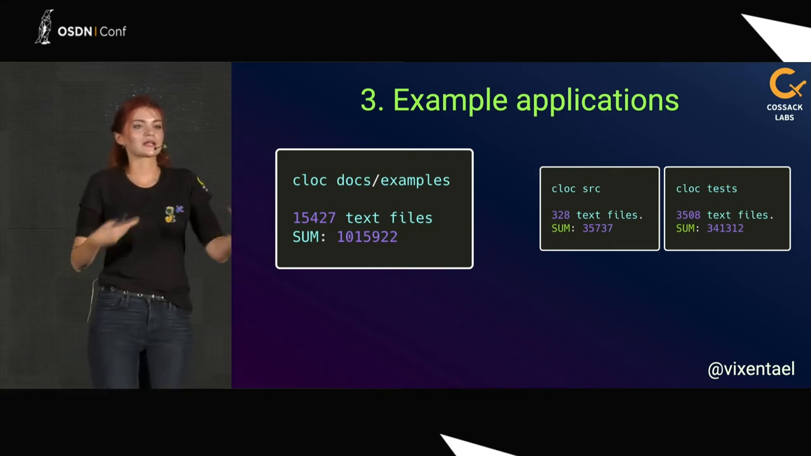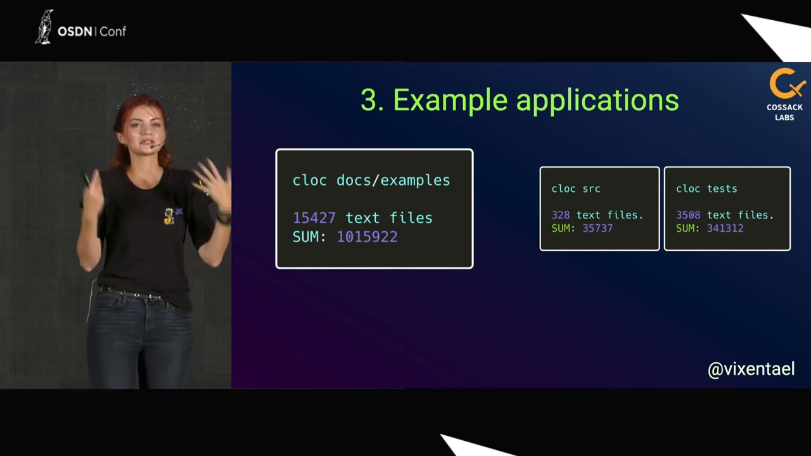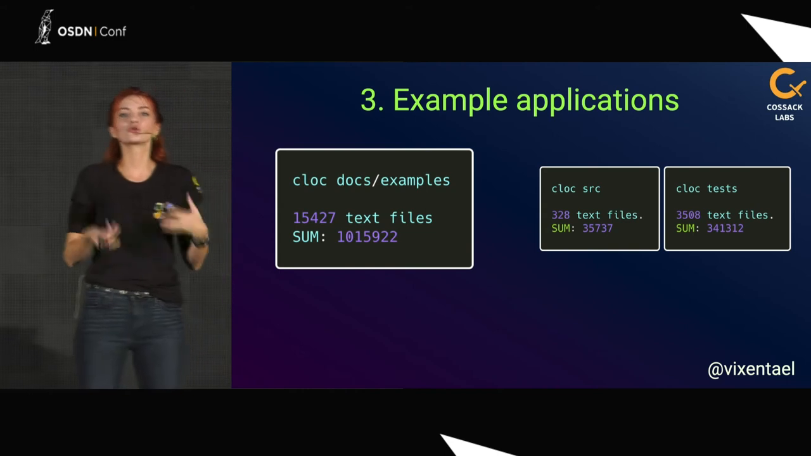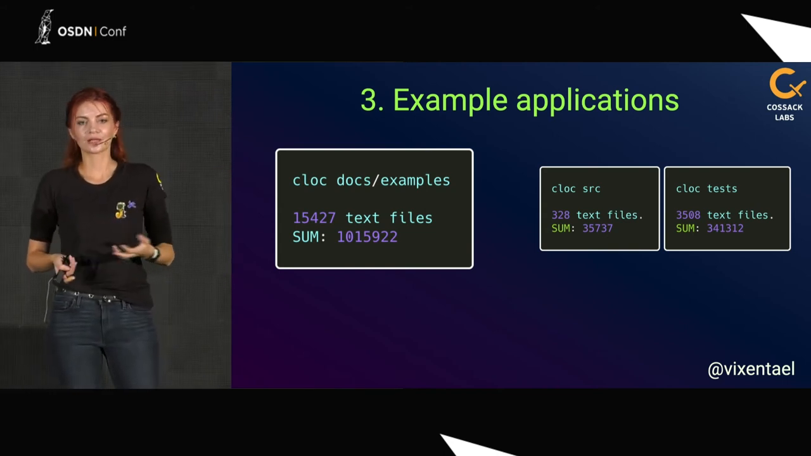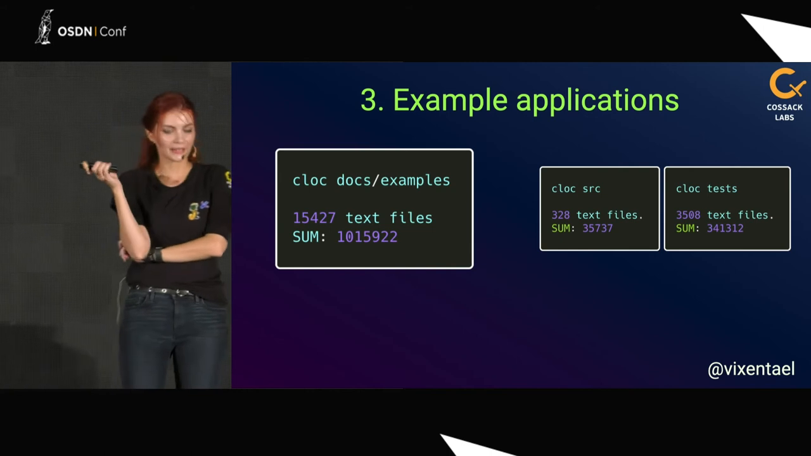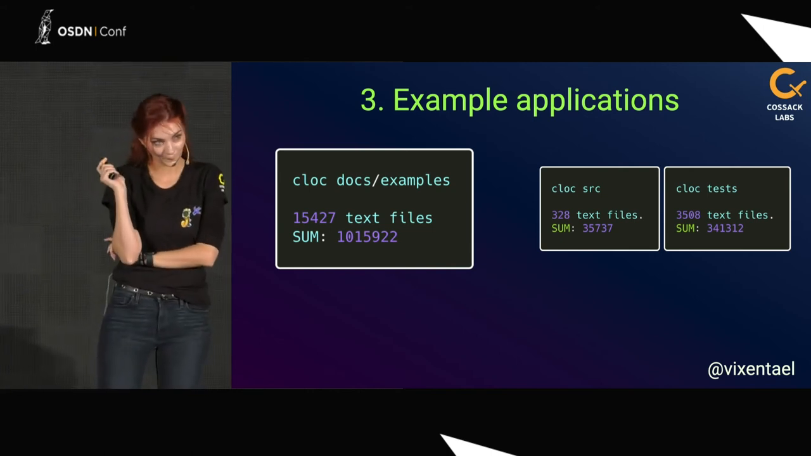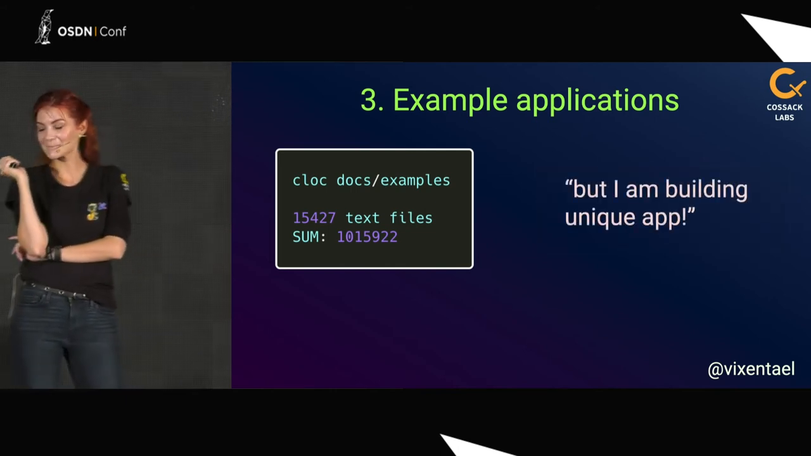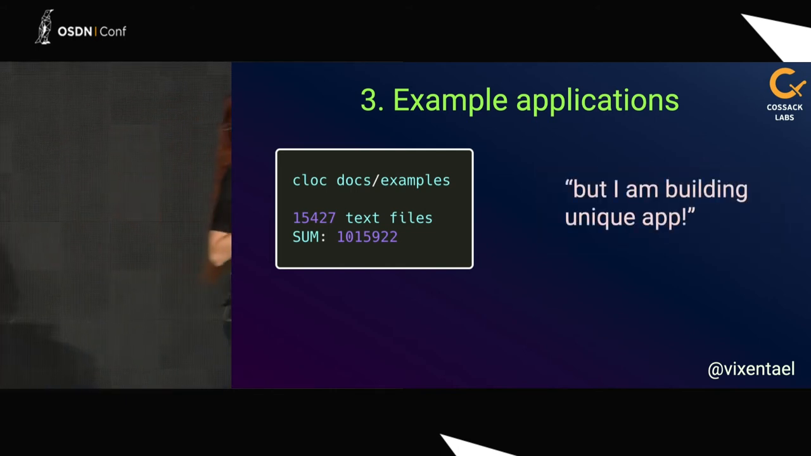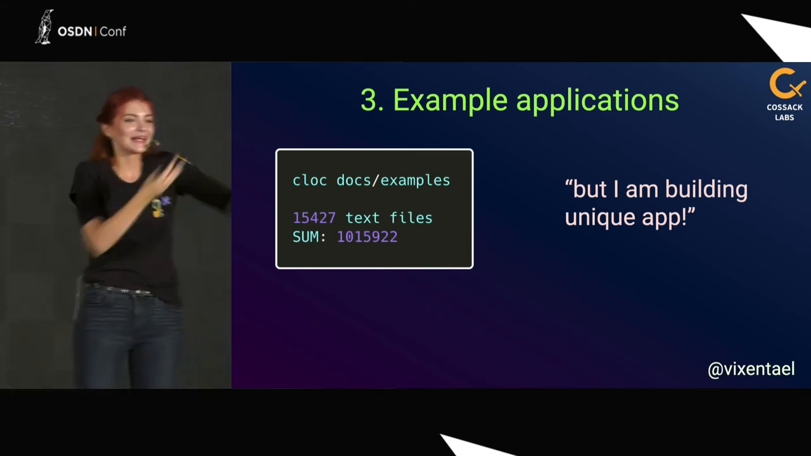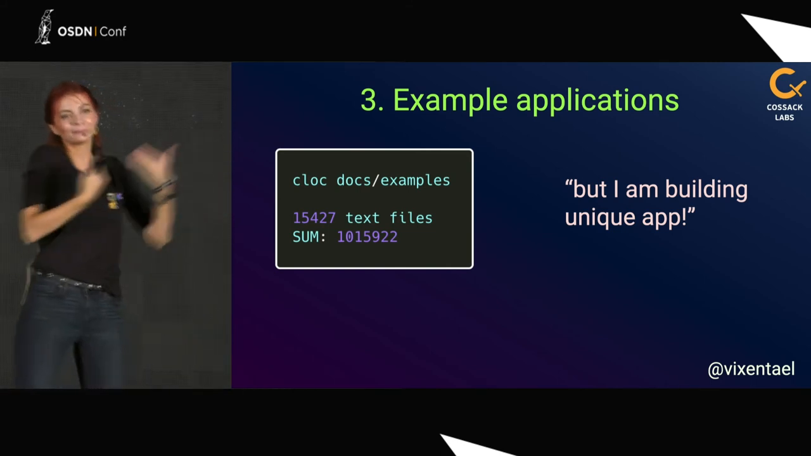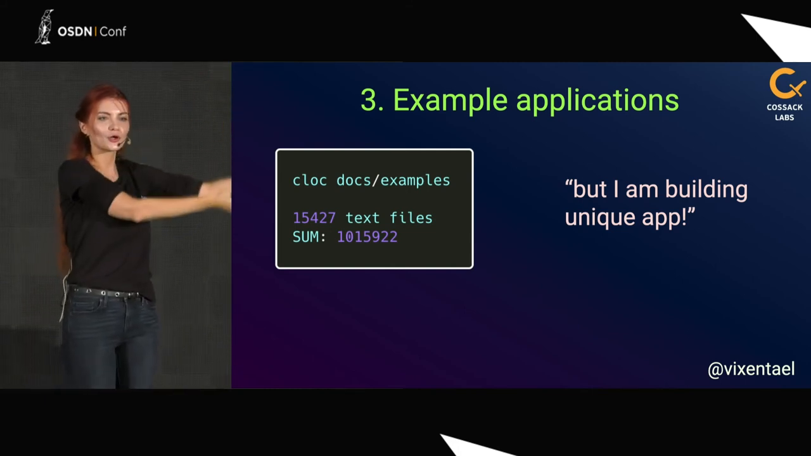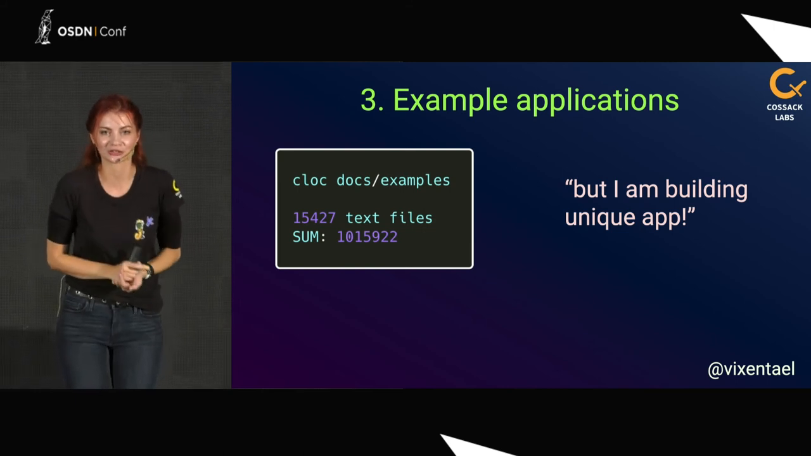And we thought, okay, we created this example application. It's really, you know, a small and simple demo application that shows how to use our library. You know what the community replied? But I'm building my own application. Yes, you have your example, but I'm building some unique application. How do I understand what from your example to use in my application?